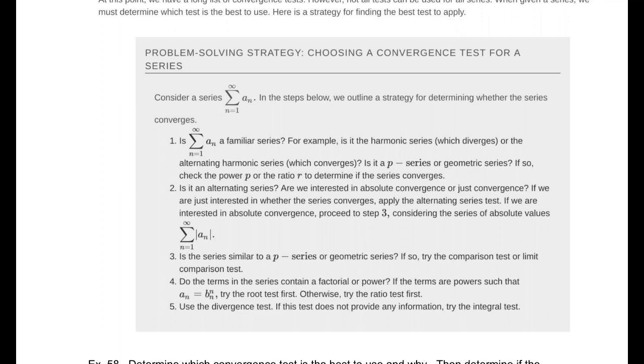Next thing you might check is the alternating series test. Is it an alternating series? Are we interested in absolute convergence or just convergence? And so we want to look there. So if this applies, then use the alternating series test. If we are only caring about absolute convergence, then we might move on to look at the series of absolute values. The next test would be the geometric comparison.